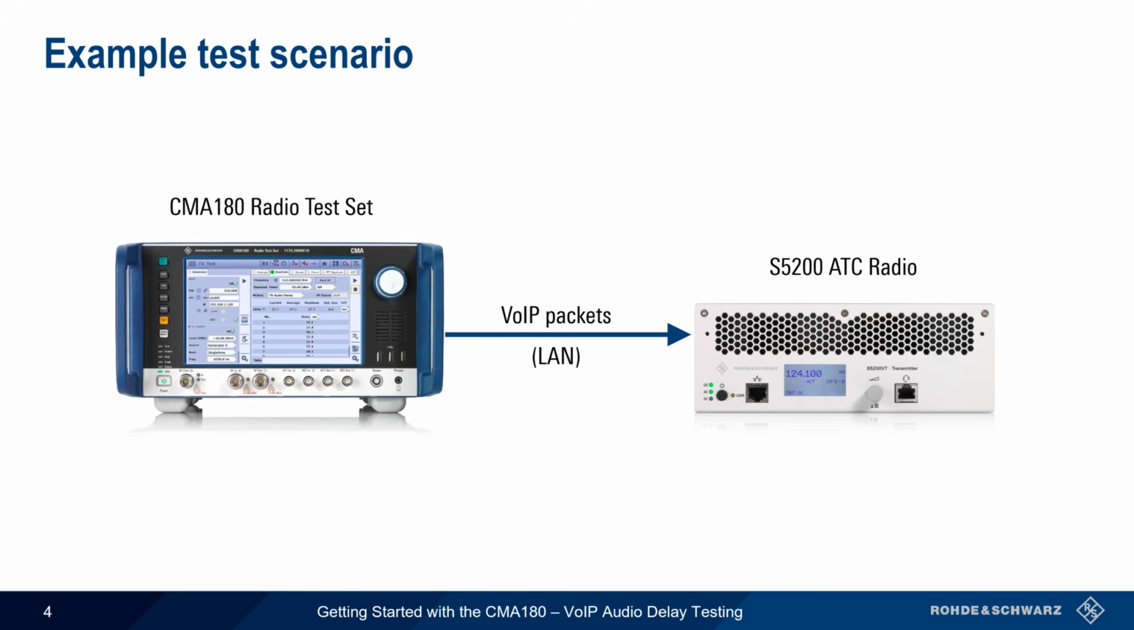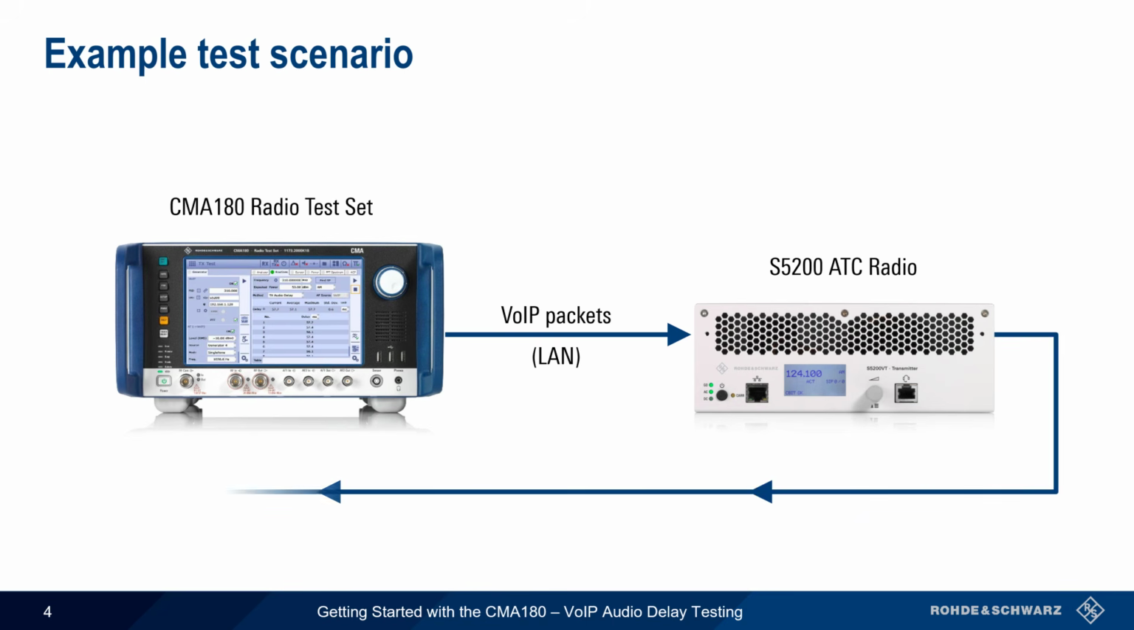This radio then extracts the audio from the VoIP packets and uses this audio to AM modulate its transmitted RF signal. Note that the CMA180 also controls the transmit, or push-to-talk, function of the S5200. This transmitted signal is routed back to the RF input of the CMA180, which then calculates the transmit audio delay. We'll spend the remainder of this presentation showing in detail how to configure and run this test scenario.